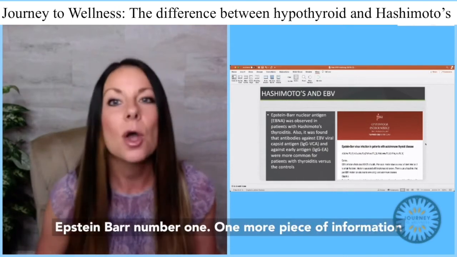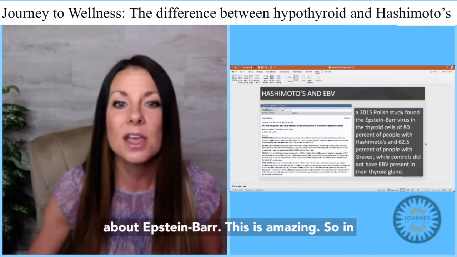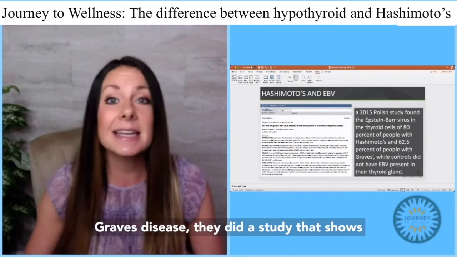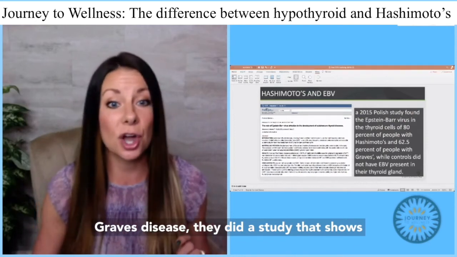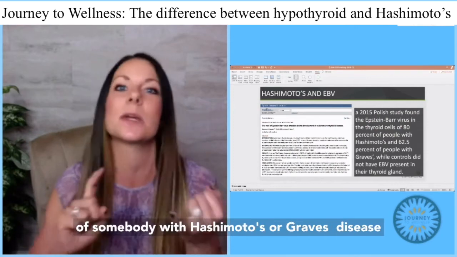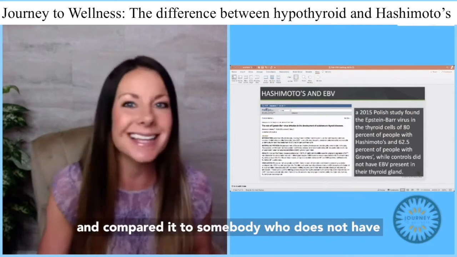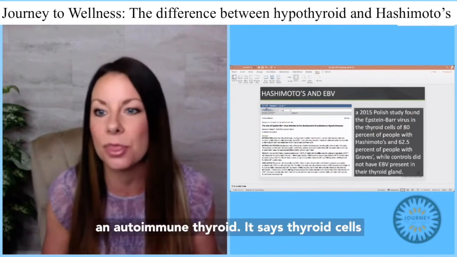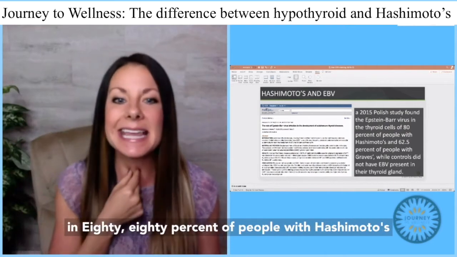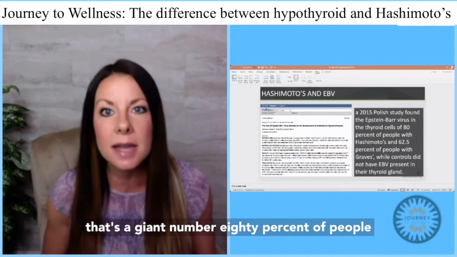Epstein-Barr, number one. One more piece of information about Epstein-Barr. This is amazing. In a Polish study, which also includes Graves' disease, they showed that if they take out the thyroid tissue of somebody with Hashimoto's or Graves' disease and compare it to somebody who does not have an autoimmune thyroid, it says thyroid cells in 80% of people with Hashimoto's, that's a giant number.